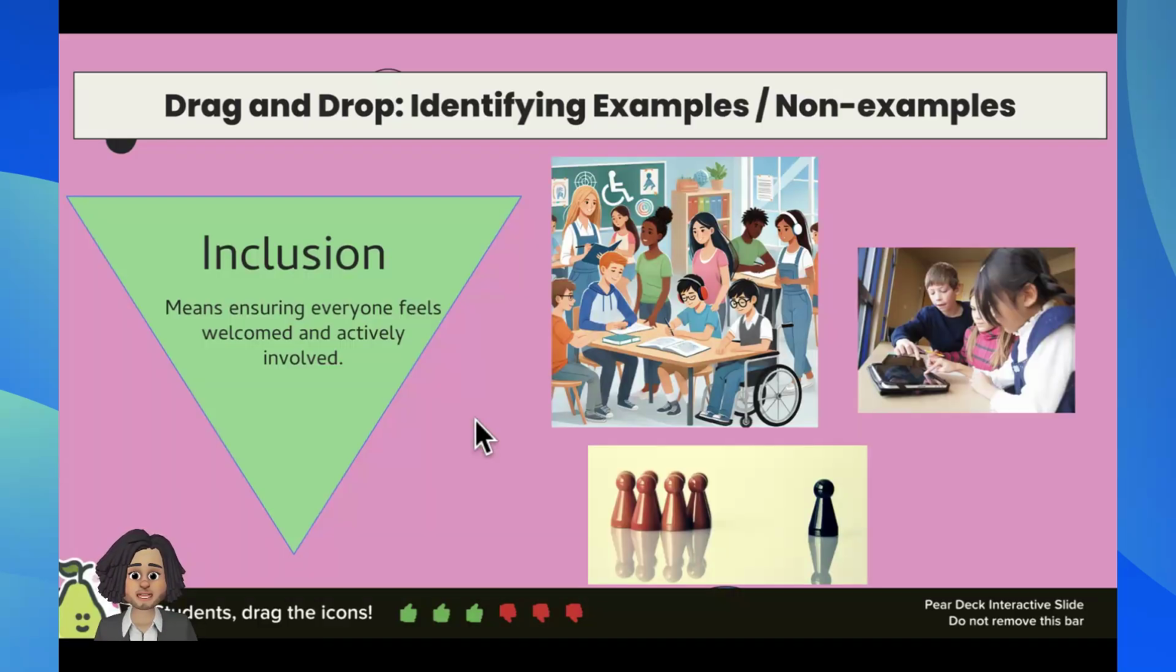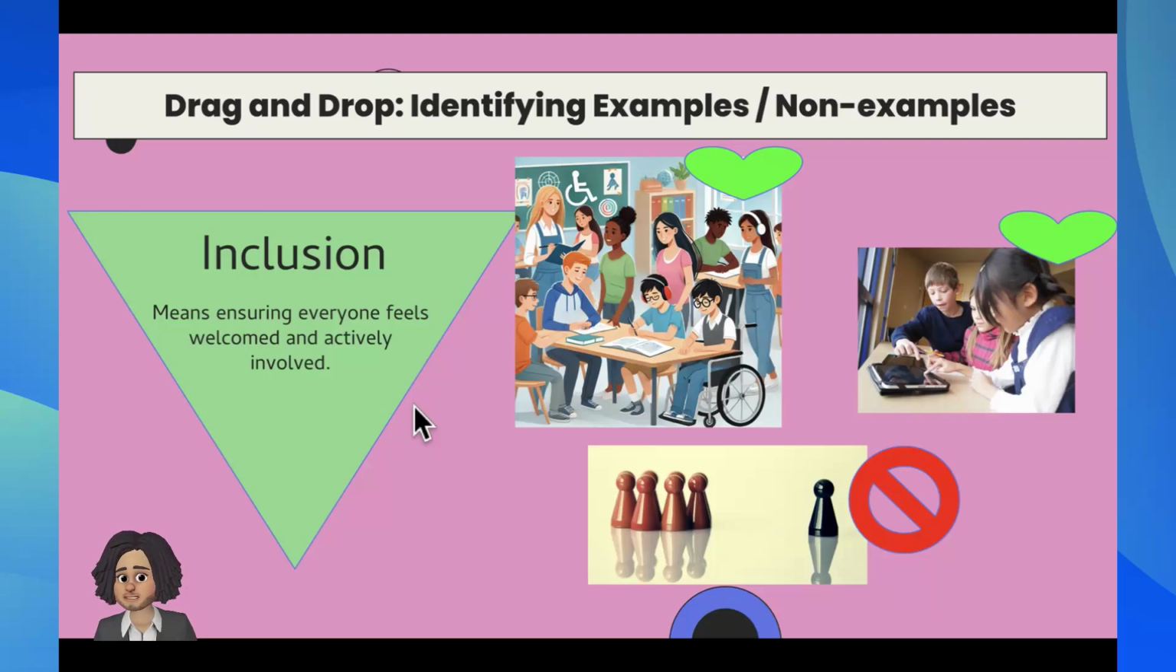So go ahead, take a pause here, and take the thumbs up and the thumbs down and drag them to the appropriate picture that demonstrates inclusion. Go ahead, pause the video and do so. Let's go over the answers. If you select that bottom picture as a non-example, you are correct. You can see that one piece of the chessboard is different, therefore is excluded. Excluded is the opposite of inclusion. In the top two pictures, all the students are together, learning together collaboratively, despite their differences in either their appearance, racial background, and ability.